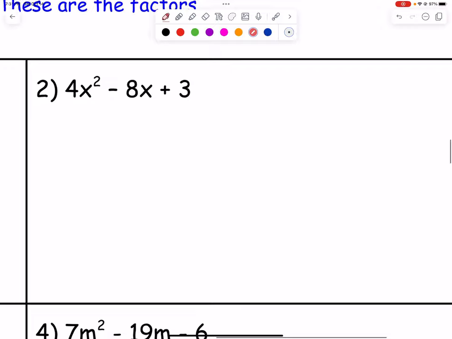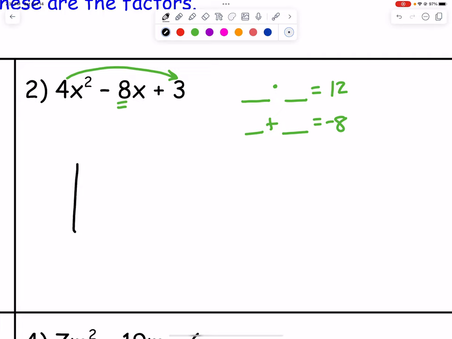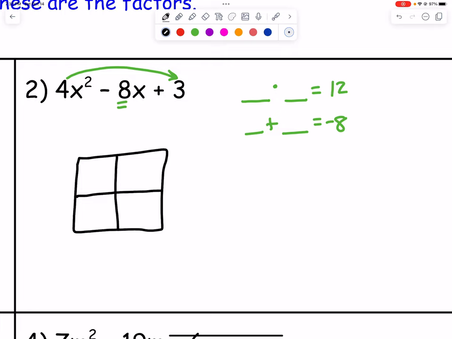4x squared minus 8x plus 3. So 4, 8, and 3 do not have a greatest common factor. So let's go ahead and multiply the 4 times the 3 and set that up. So 4 times 3 gives us 12, and we need to add to get the b value, which is negative 8. So I'm going to go ahead and set up our box. We can go ahead and put the first and last terms in here, and then we're going to put the rest in just a minute. So 4x squared always can go at the top left corner, and the last number can go in the bottom right corner.